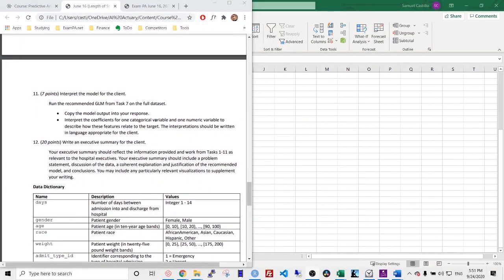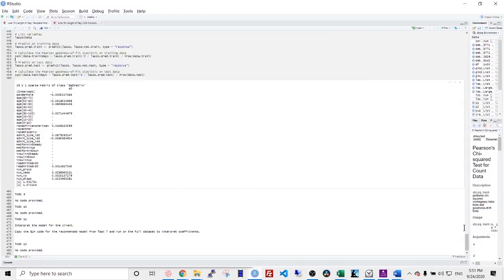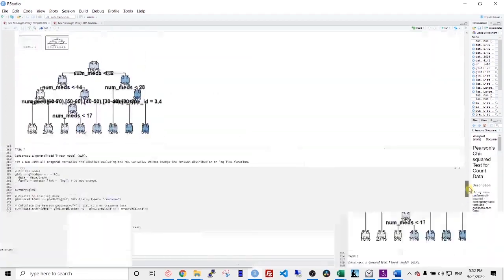Task 11. Interpret the model for the client. Run this recommended GLM from task 7 on the full dataset. Copy the model output into your response. Interpret the coefficients for one categorical variable and one numeric variable to describe how these features relate to the target. The interpretation should be written in language that's appropriate for the client. So first of all, we have to find out which model we need to interpret. So let's go back to task 7.